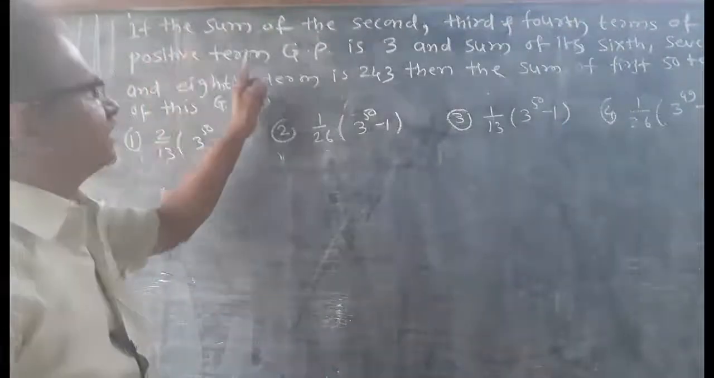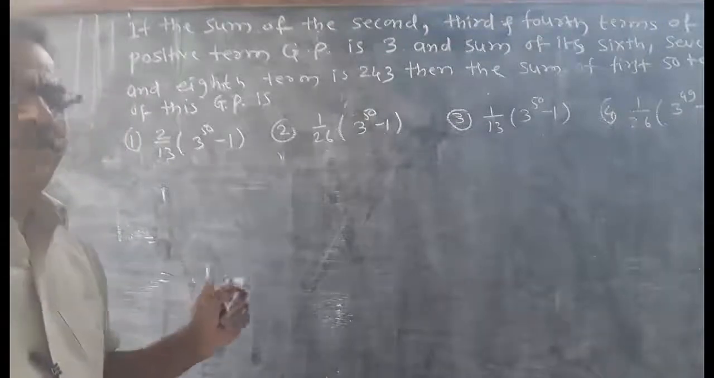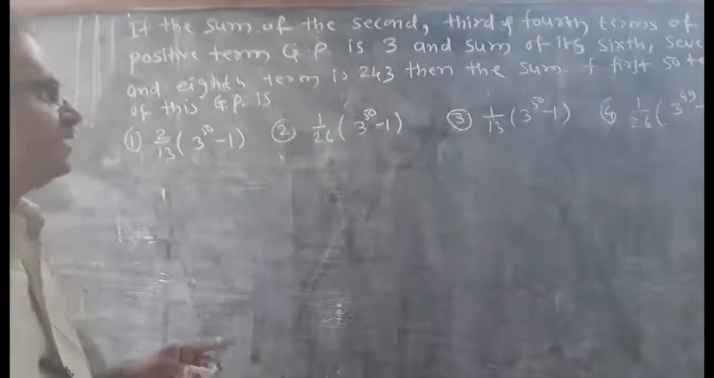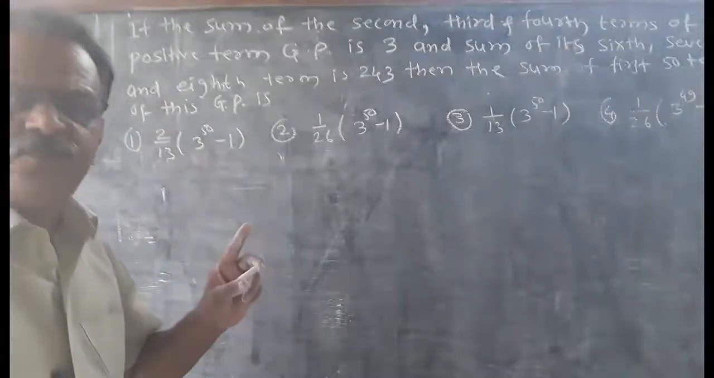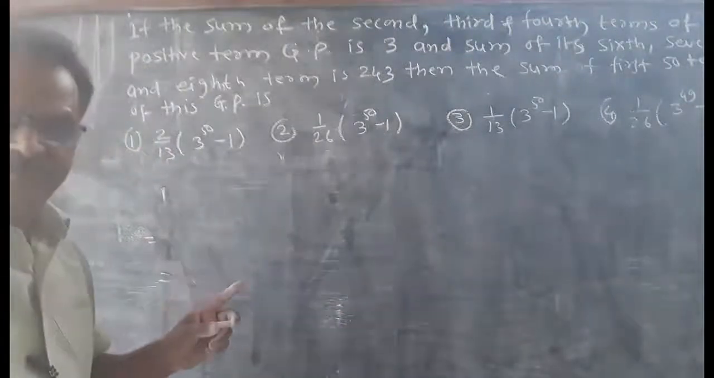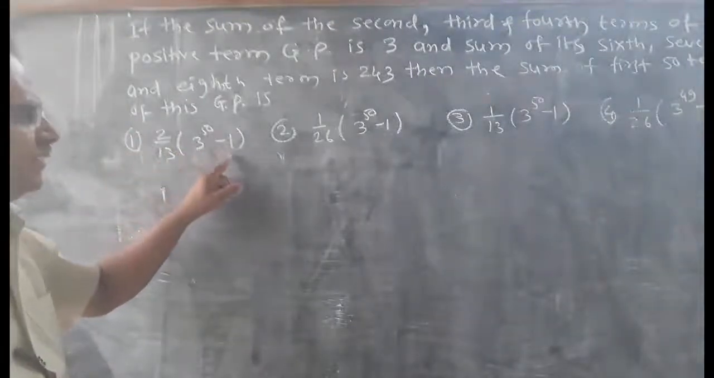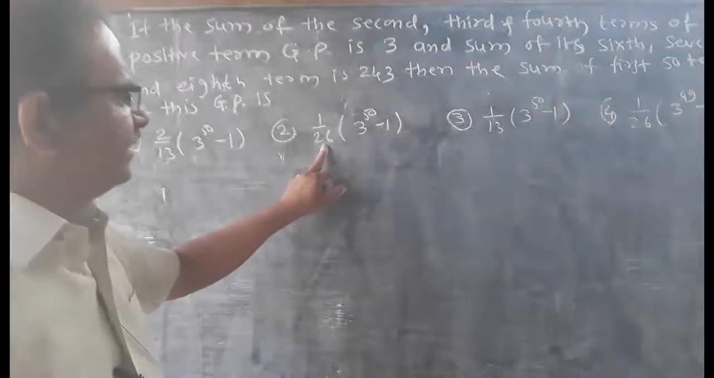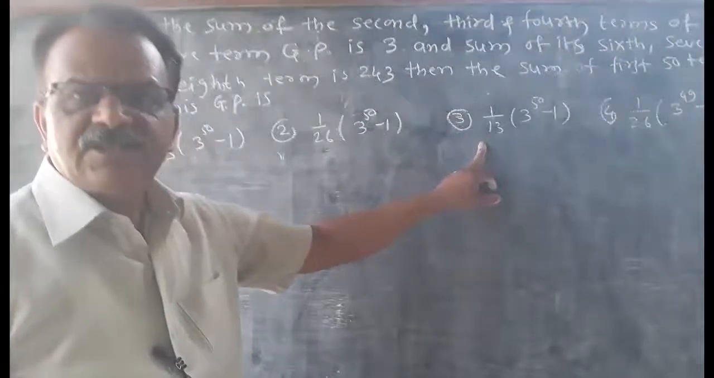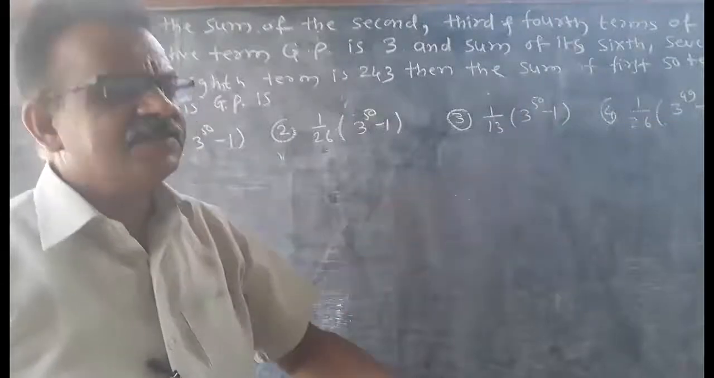Example: if the sum of the second, third and fourth terms of a positive term geometric progression is 3, and the sum of its 6th, 7th and 8th terms is 243, then the sum of first 50 terms of this GP is. The options are: first, 2 by 13 into 3 raised to 50 minus 1; second, 1 by 26 into 3 raised to 50 minus 1; third, 1 by 13 into 3 raised to 50 minus 1; and fourth, 1 by 26 into 3 raised to 49 minus 1.